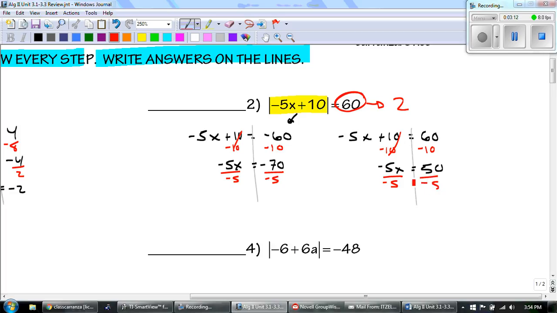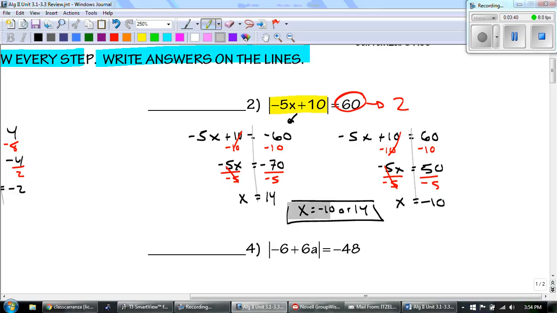I have to divide everything by -5. Now I don't have to flip any signs because it's an equal sign, but a negative divided by negative is a positive. 70 divided by 5 is 14. And then 50 divided by -5 is -10. So x equals -10 or 14. And then the answer, I think, on the bottom was just -10 or 14. Okay?